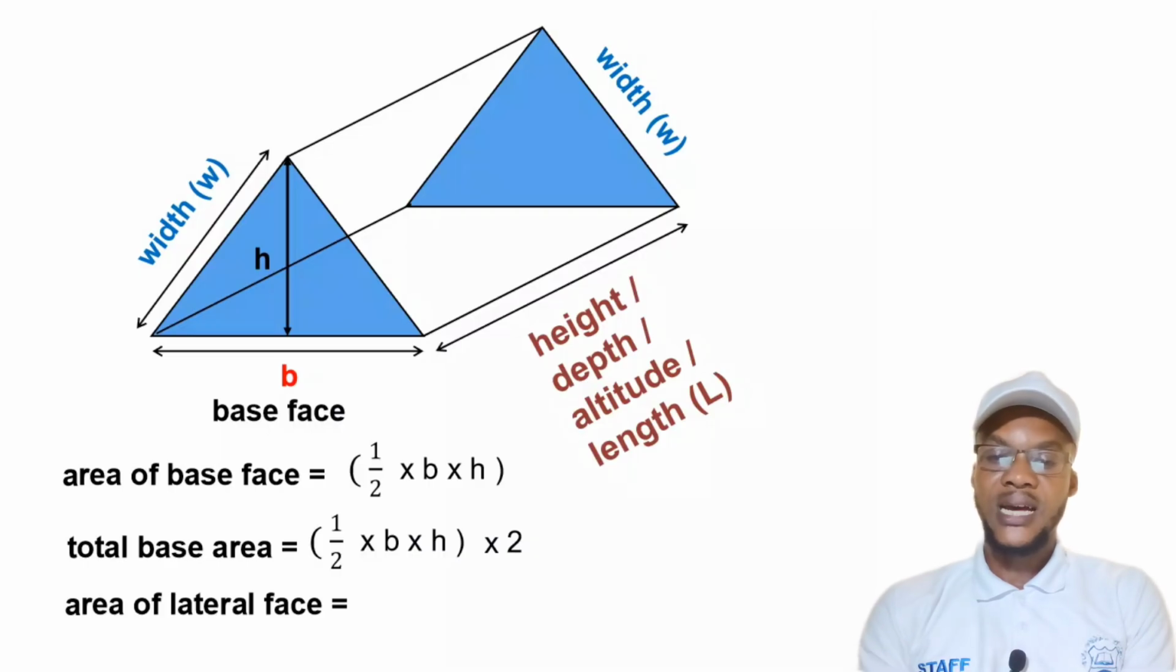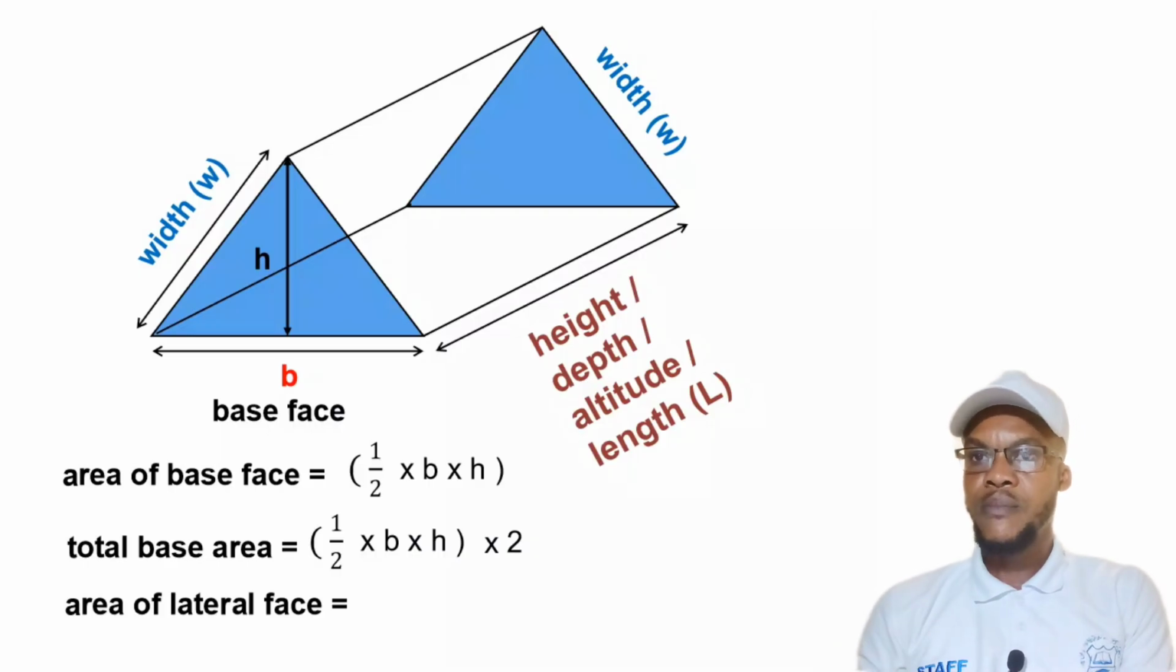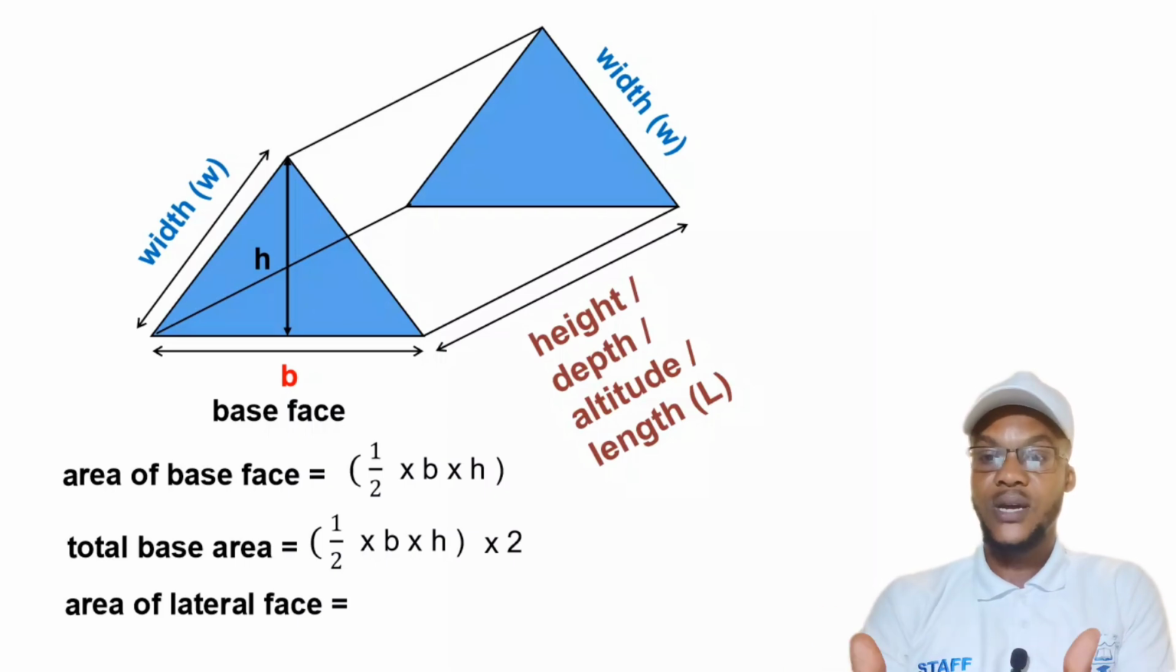So for the area of the lateral face, you ask yourself, what shape is the lateral face? You realize that the lateral face is a rectangle. But note this, it's not always that the lateral face will be a rectangle. We can also get a square lateral face, depending on how long the height or the length of the prism is. So take note of that. But if you look at this shape here, you can easily see that it has a rectangular lateral face.